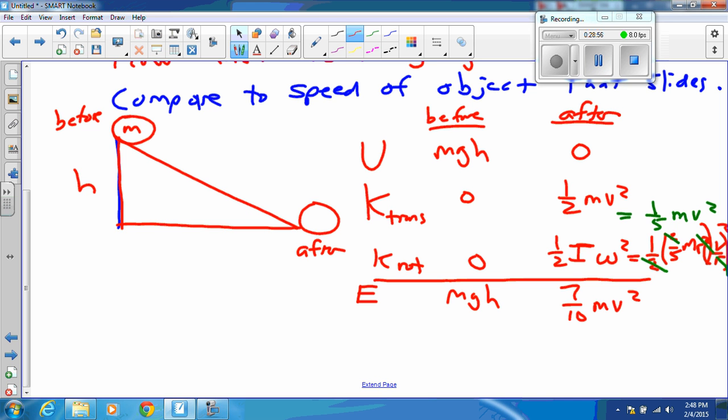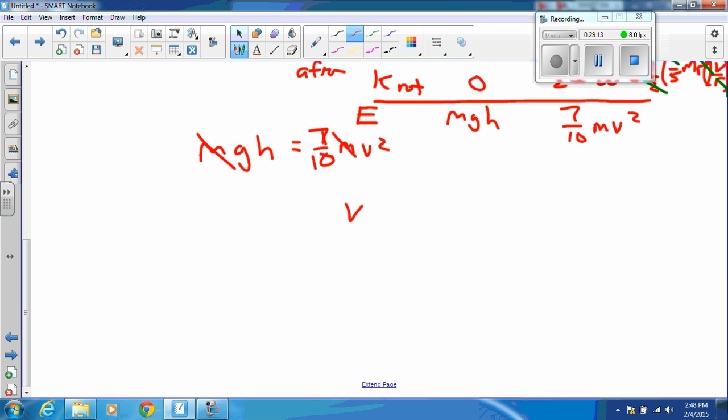I've identified energies in the before and after states. Now what? Set them equal to each other, he says. I agree. Keep going. You cancel out the m's, most of them. Square root the other side. And then tell me what I got.